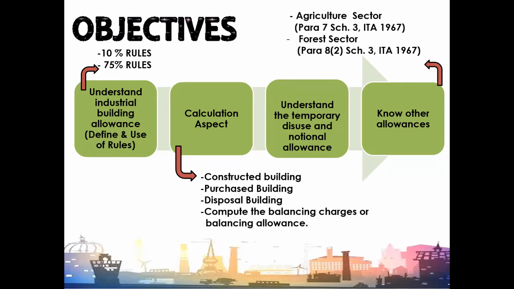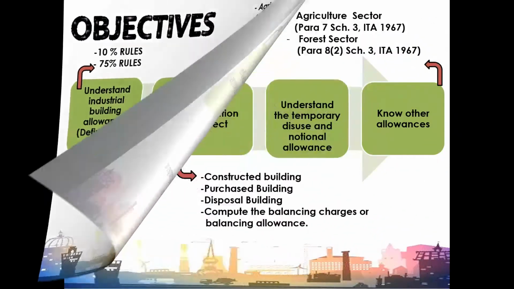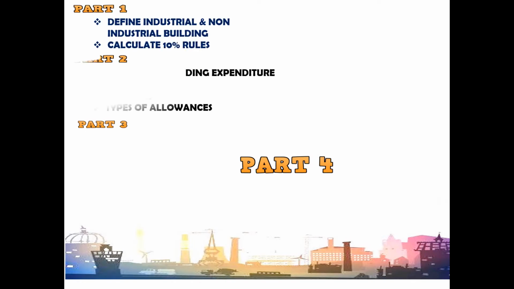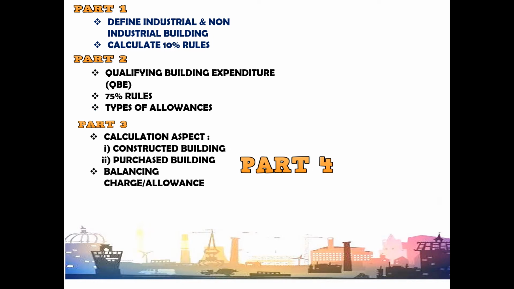And in this last part, you are going to learn other types of allowance, which are the agriculture sector and the forest sector. Welcome to the last topic, part 4. This is what you have learned in part 1, part 2 and part 3 of the video. And now we are going to look at the last part, which is regarding agriculture allowance and forest allowance. So let's start, students.